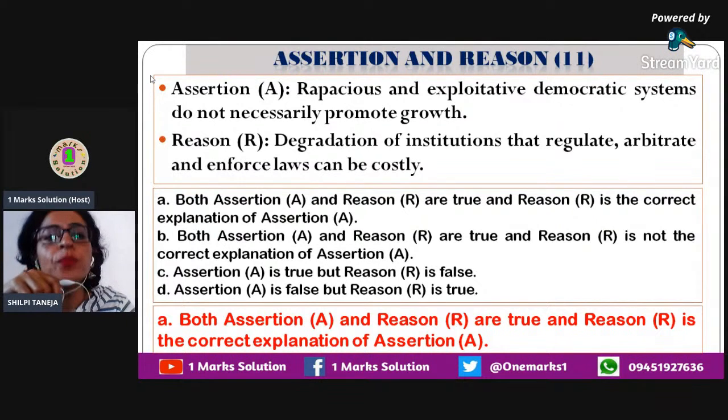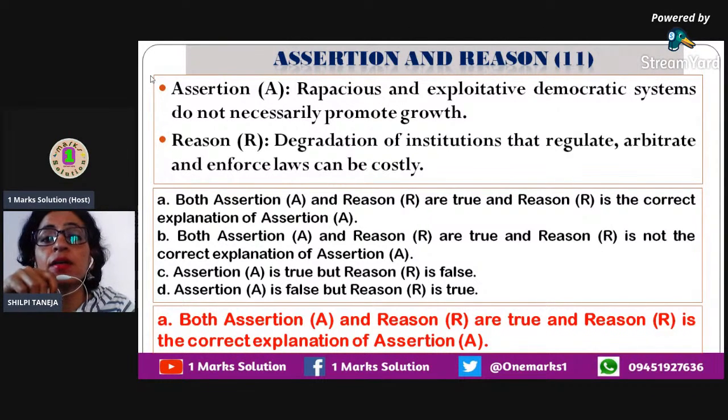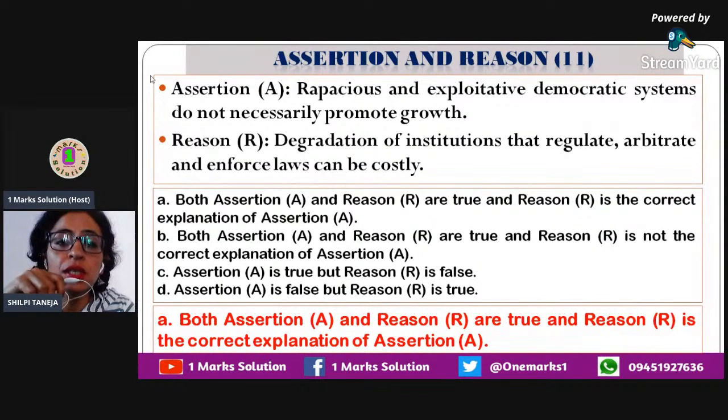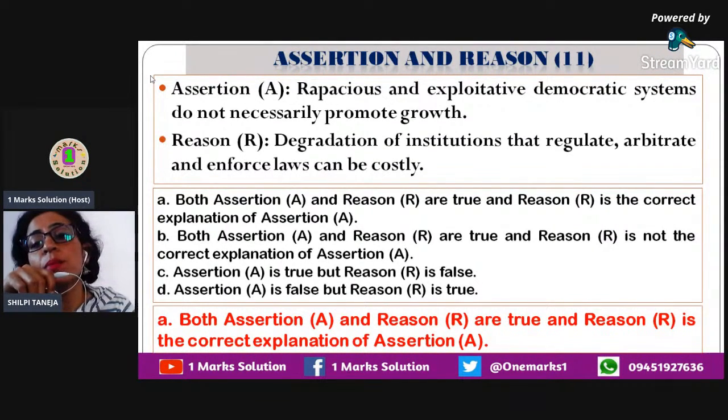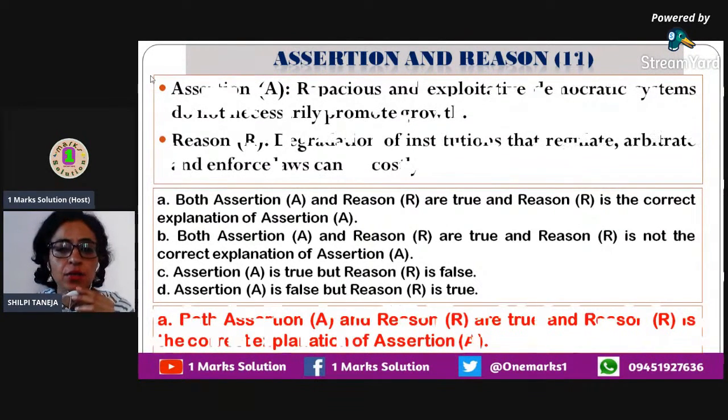So assertion is true. Reason says degradation of institutions that regulate, arbitrate and enforce laws can be costly. If we degrade, who all are taking decisions? Who all are enforcing laws? Government. If we are going to degrade the institutions, that will be costly for us now. So both assertion and reason are true, and reason is the correct explanation of assertion. So we will go for option A in this question.